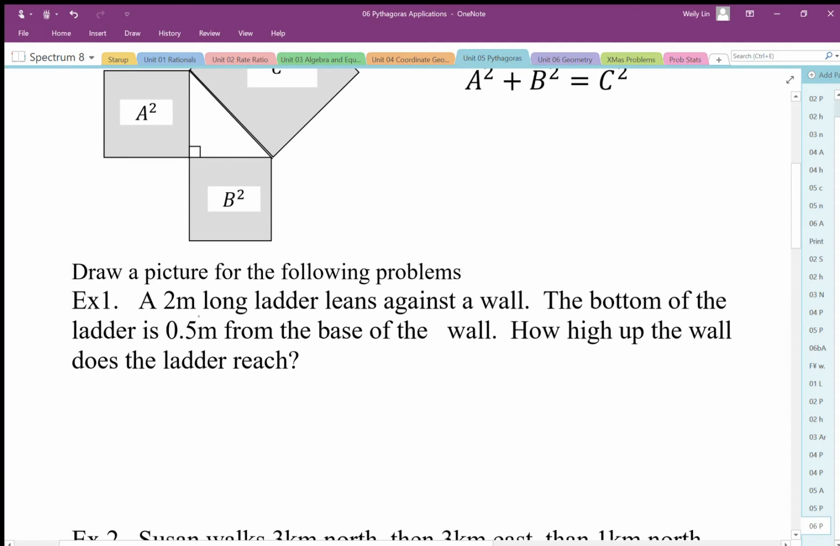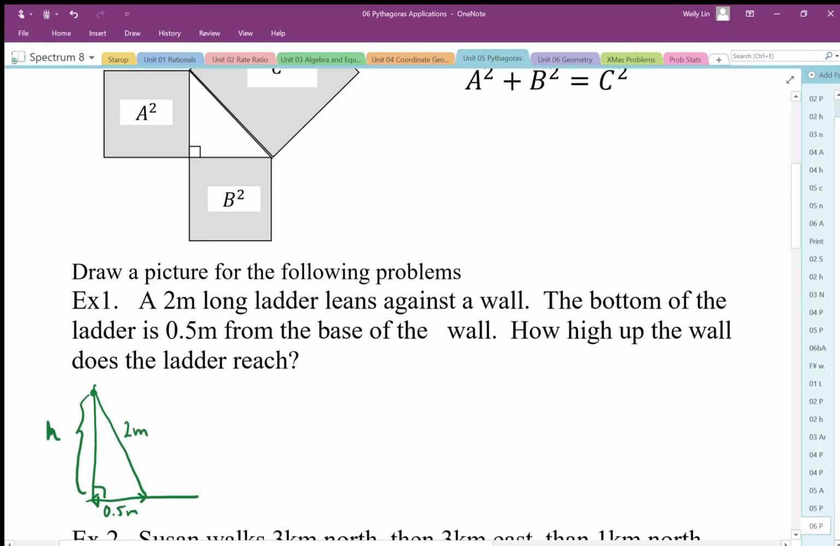So this here has a 2-meter long ladder. It leans against the wall, and the bottom of the ladder is 0.5 meters from the base of the wall. How high up the wall does the ladder reach? So here's my wall, there's my ground. Okay, I'm going to have a 2-meter long ladder, and it's 0.5 meters from the wall. So that's the distance from the wall to here. And we're going to assume that that's a right angle. So we want to know the height along the wall that we're going to reach.